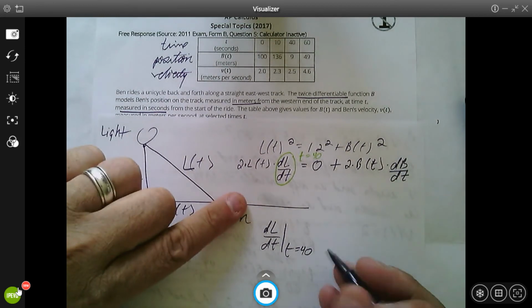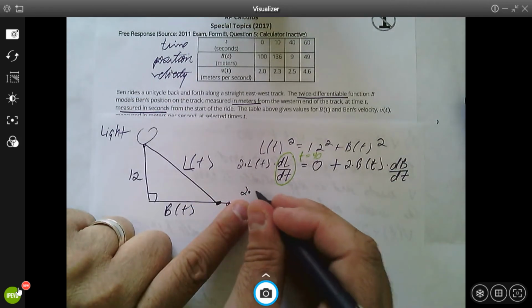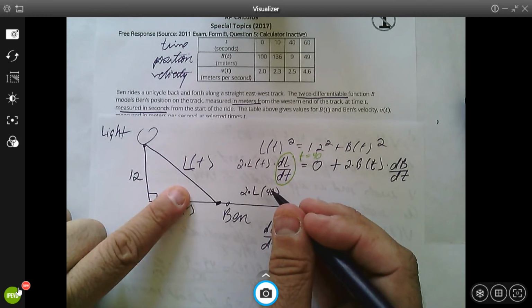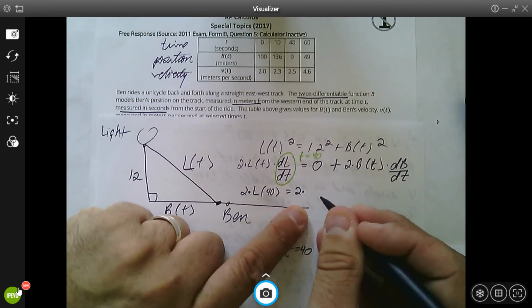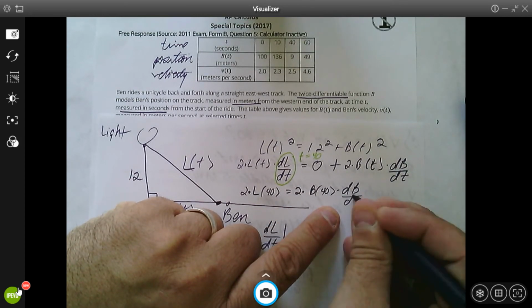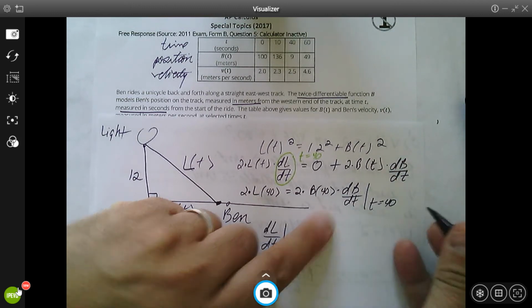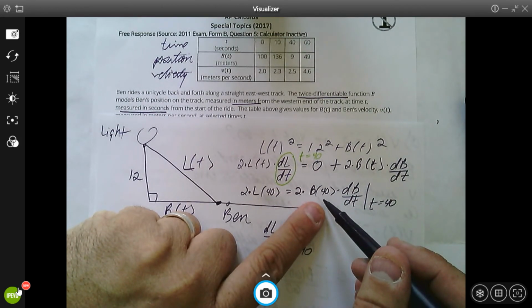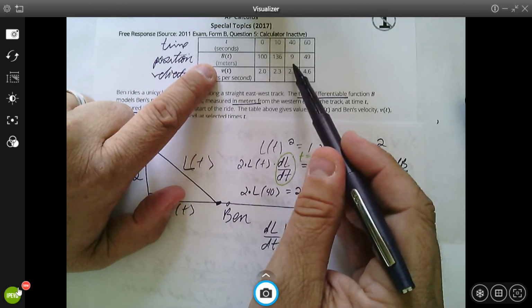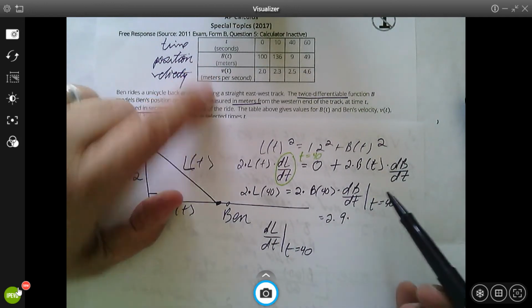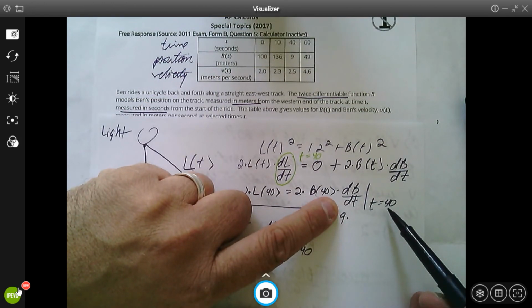So, what do we know? Well, 2 times L(40), I don't know that yet. We're going to come back and have that conversation. It is equal to 2 times B(40) times dB/dt at time t equals 40. We got a whole lot going on here. Well, what's B(40)? At time 40, Ben's position is 9. Okay, so on the right, we've got 2 times 9 times dB/dt at time t equals 40.